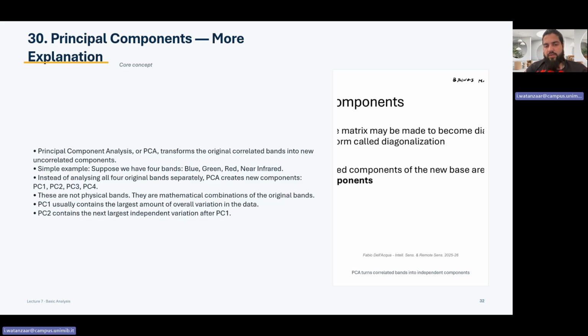So it's totally different, but it's more of a mathematical combination, not a physical one. So these are not physical bands. As I said, they are a mathematical combination of the original bands. So this is exactly what we are doing in the principal component analysis.